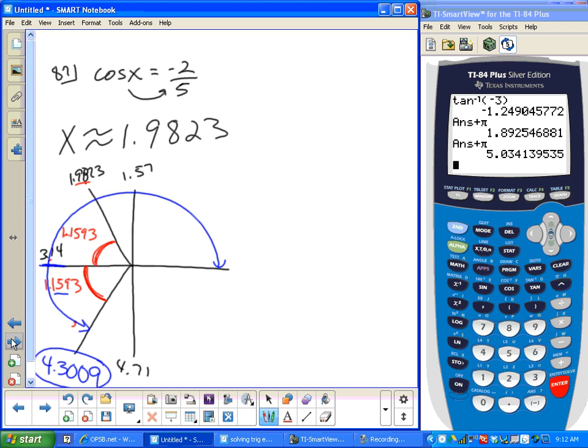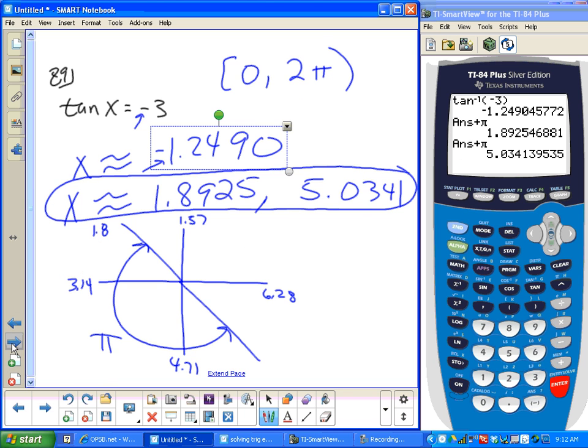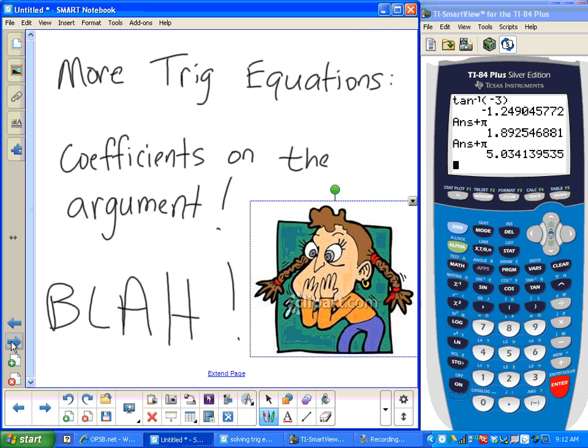Now, let's look at something that's not necessarily hard, but it's just not very enjoyable. Okay, so we're doing trig equations to the end of the year. Okay, but this is what we're going to look at here: coefficients on the argument. Okay, they don't make them necessarily more difficult. They just make them really tedious. Okay, because what happens when you throw an argument in here?